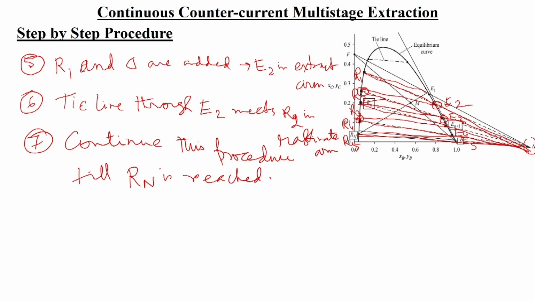Okay. So, this is one route, actually this is the very convenient route. I think we are able to understand the procedure for the stage calculation in the counter current extraction process. Another alternative technique is there.